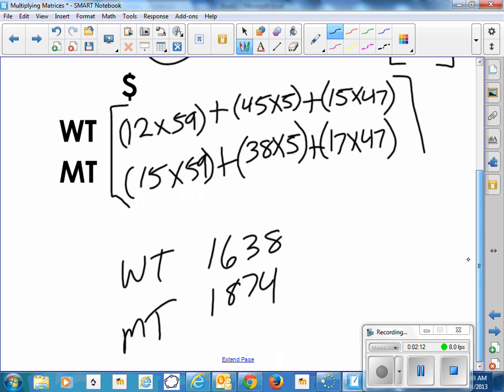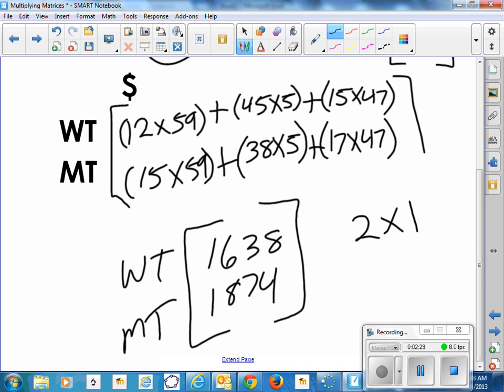Doing the math gives us a total of $1,638 for the women, $1,874 for the men. So you can see that this is a 2 by 1, 2 rows, 1 column, and we're just talking about the money needed for each team.